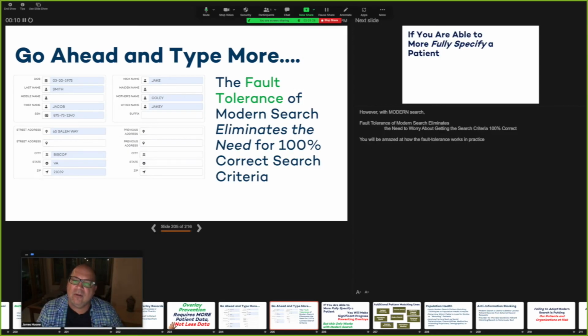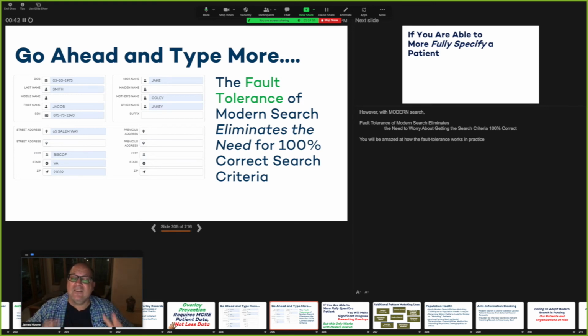The fault tolerance of modern search eliminates the need to be 100% correct. So that's why I encourage you to type more rather than less. But let's just say you've got an older search solution. The challenge is to figure out how much you can get away with within each field, how much error, how much play in each field, to make sure that you can have a better protocol to type in more than just 3 letters of a first or last name or date of birth.